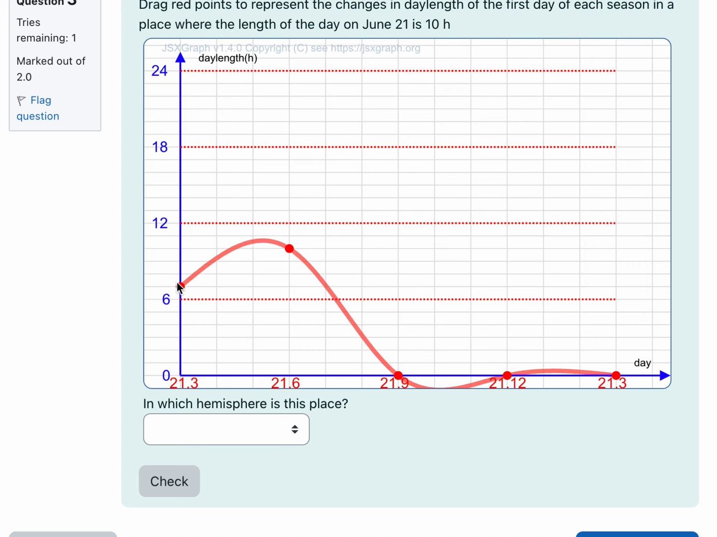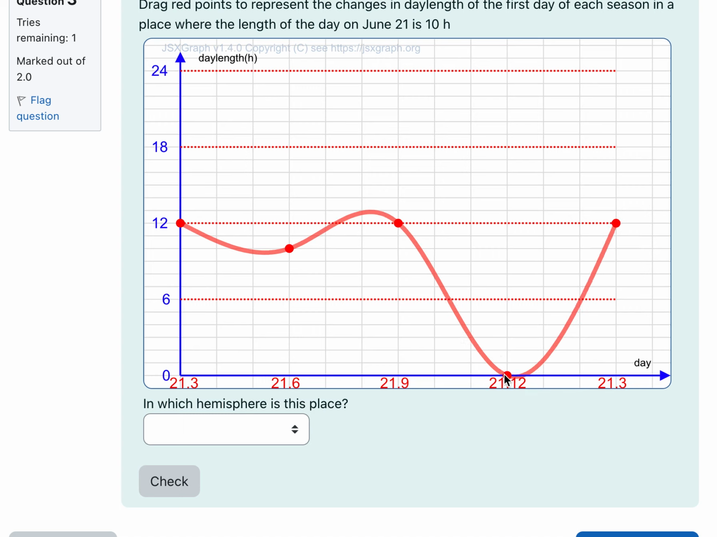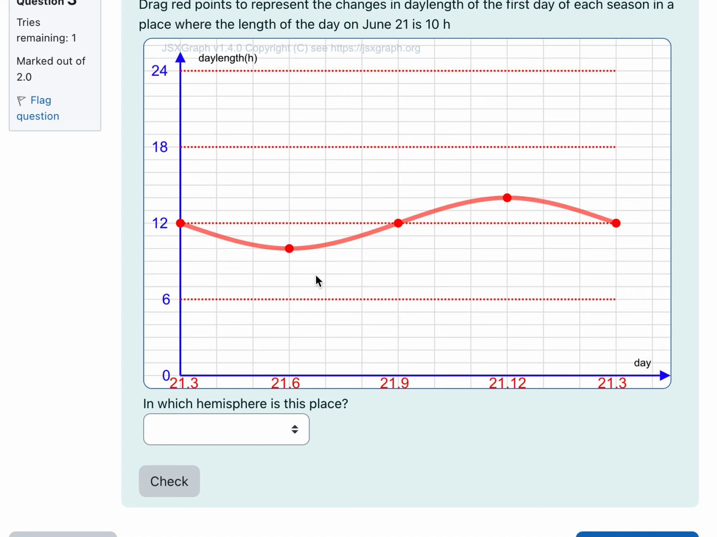Then we know that the equinox is 12 hours, and this equinox is also 10 hours. So the student has to reason using the symmetry, and this should be the graph. Which hemisphere is this? If we are in June and daylight is less than 12 hours, this should be the southern hemisphere. We check.